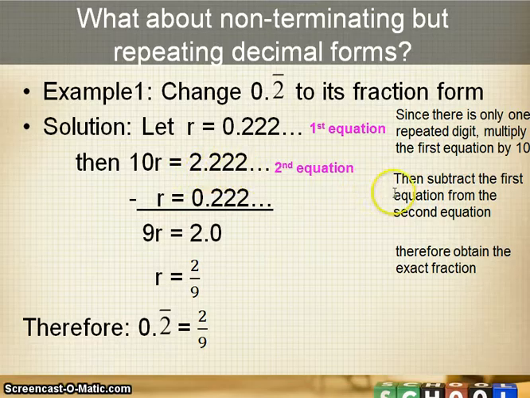Then let us subtract the first equation from the second equation. So this is our first equation, and let us subtract that from our second equation. 10r minus r will give us 9r, and 2.222 minus 0.222 will give us 2.0. So our r is equal to 2 divided by 9, or 2 over 9. Therefore, 0.2 repeating is equivalent to 2 over 9, and that is our fraction.